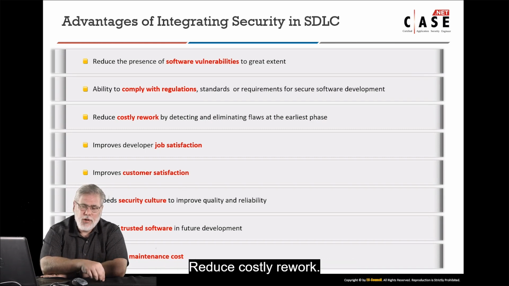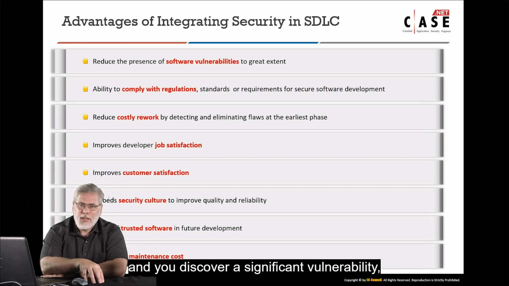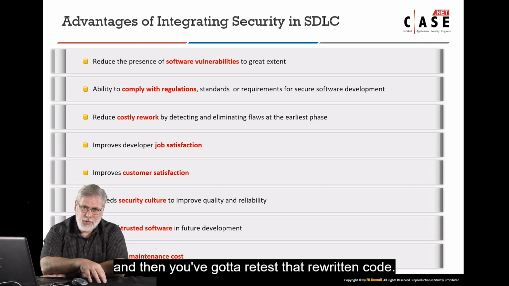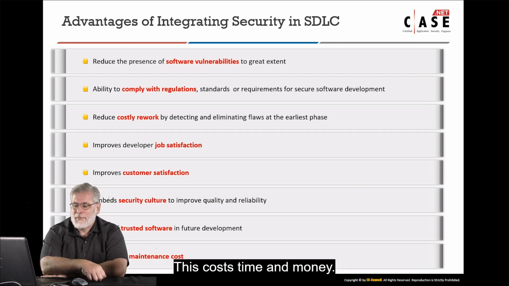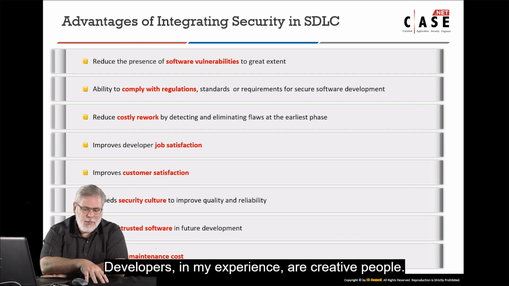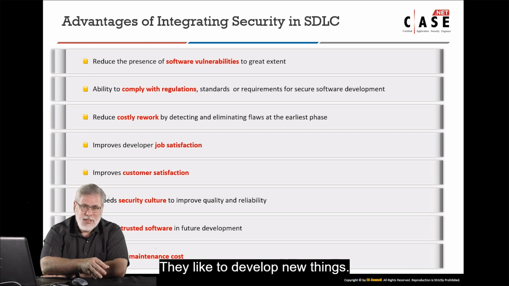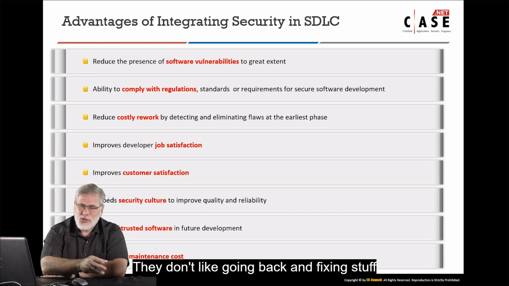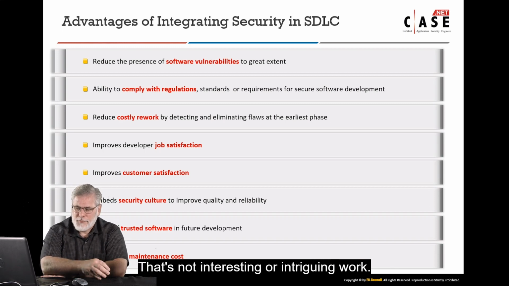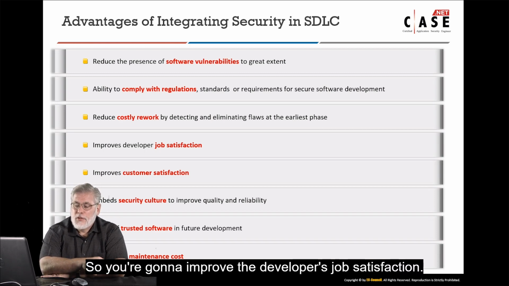Reduce costly rework. If you wait till testing and you discover a significant vulnerability, well, now you've got to rewrite code, and then you've got to retest that rewritten code. This costs time and money. Developers get a lot more satisfaction. Developers, in my experience, are creative people. They like to develop new things. They don't like going back and fixing stuff that should have been done right the first time. That's not interesting or intriguing work. So you're going to improve the developer's job satisfaction.